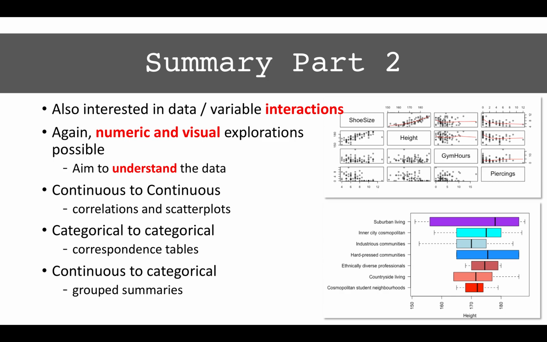We can use correlations and scatter plots for interactions between continuous variables. We can use correspondence tables to understand interactions between categorical variables. And we can use grouped summaries, box plots and so on, to examine the interactions between continuous and categorical variables.